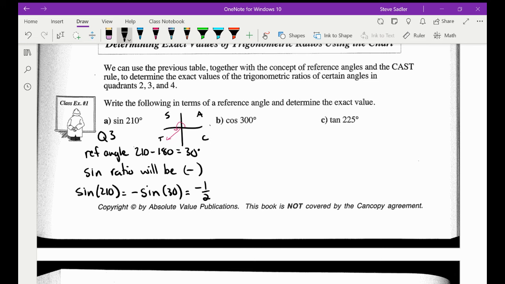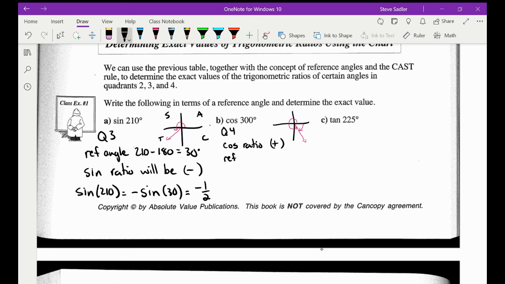Let's do the same thing with the cos of 300. So cos of 300 is going to give us some angle here, and we're looking for that reference angle. So this is our rotation angle. This is our reference angle. So we are in Q4. We know that cos will be positive. Cos ratio will be positive.